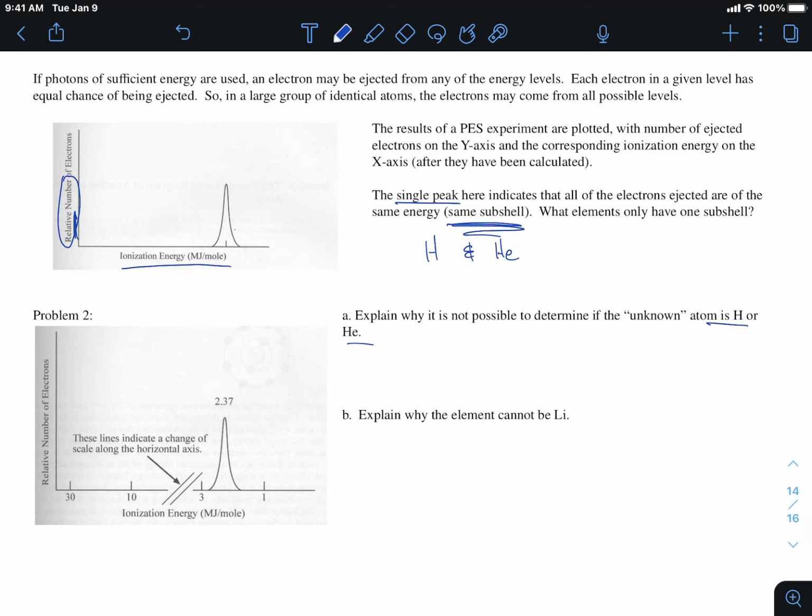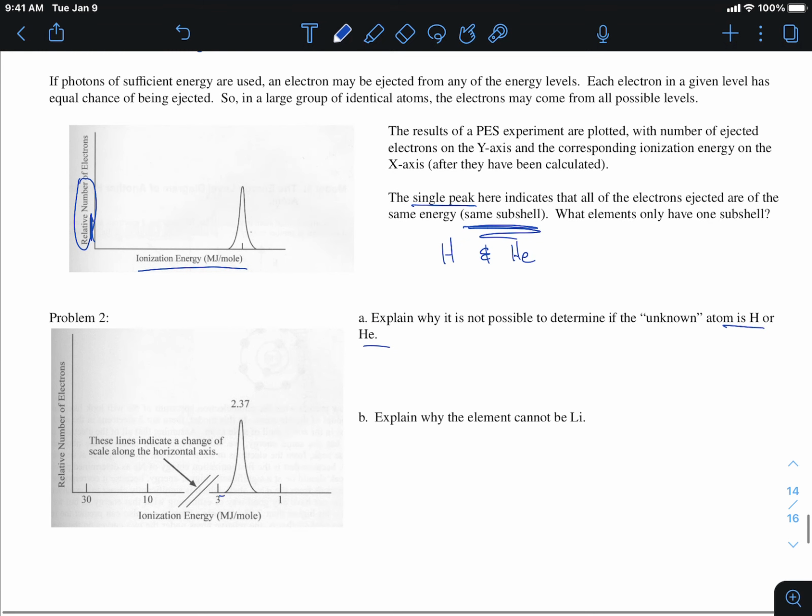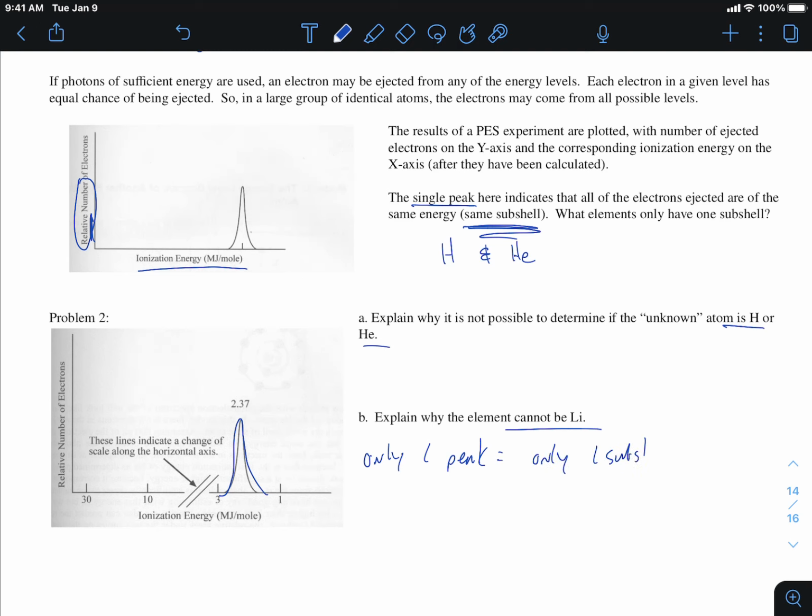If I run this trial again, and this is what I see here, I see again one spike. This element that we're seeing here cannot be lithium. I know that because there's only one spike. And if there's only one spike, what does that mean? It only has one subshell. Yes. Only one peak equals only one subshell. So what we're establishing here is that the number of peaks that you see is the number of subshells.